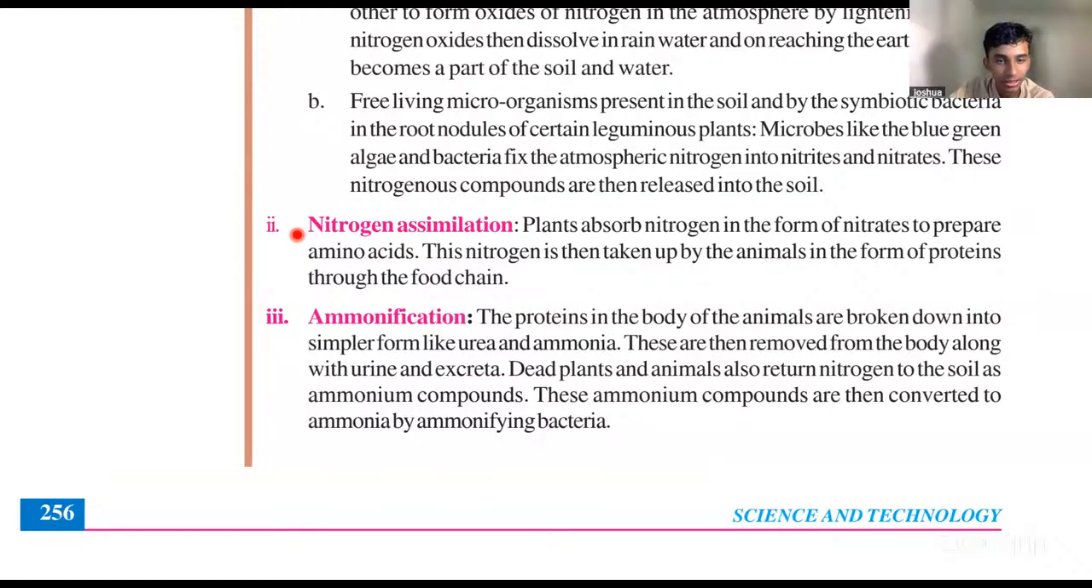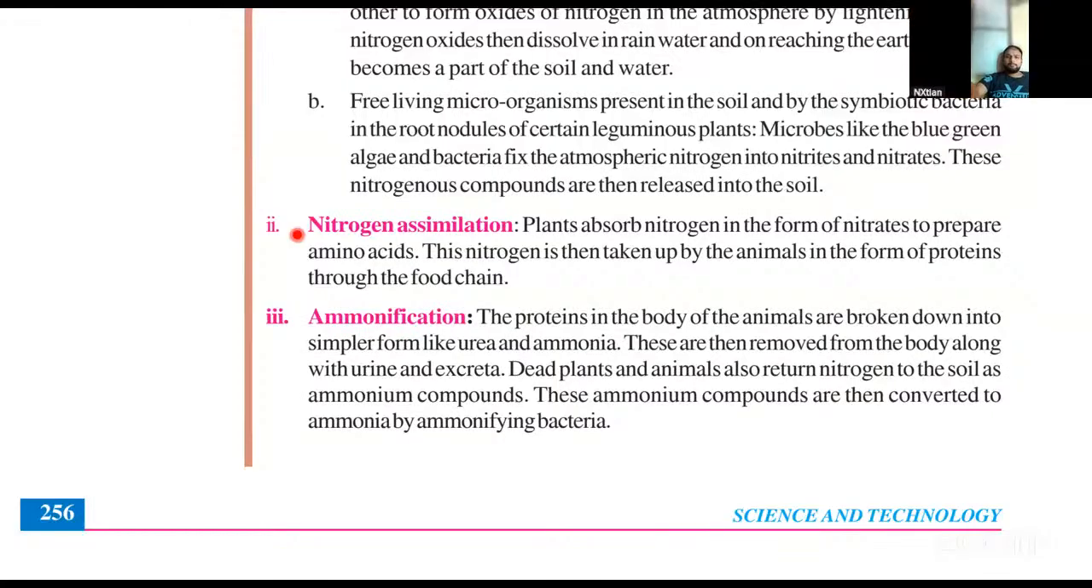Nitrogen assimilation. Plants absorb nitrogen in the form of nitrates to prepare amino acids. This nitrogen is then taken up by the animals in the form of proteins through the food chain. Ammonification. The proteins in the plants, body of the animal. No. Let's go one paragraph at a time, then I will explain.